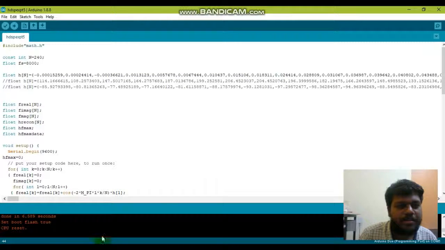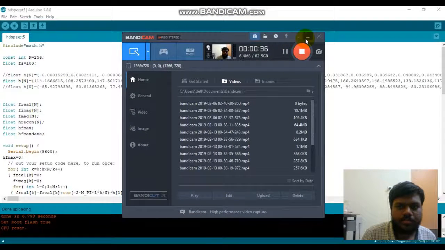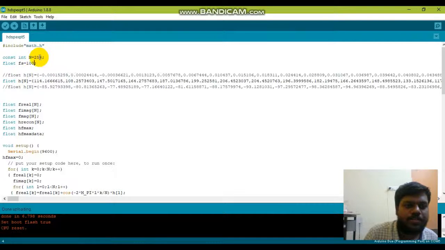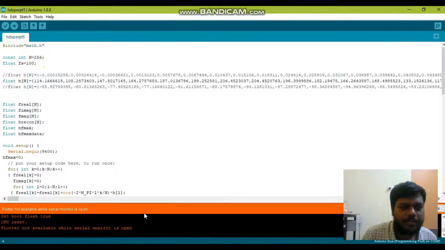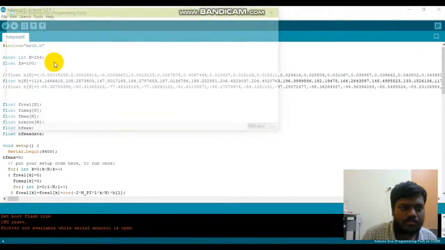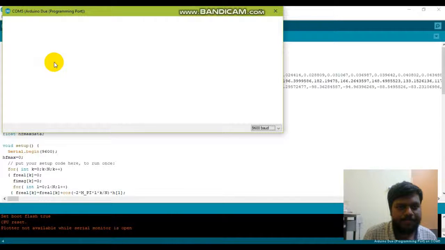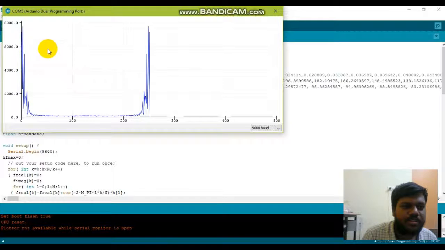Now let us try for PPG signal. For the PPG signal, N is equal to 256 and the sampling rate is 100. Now let us see the magnitude response. Here you can see the magnitude response. You can see that it is mirrored around the central point.